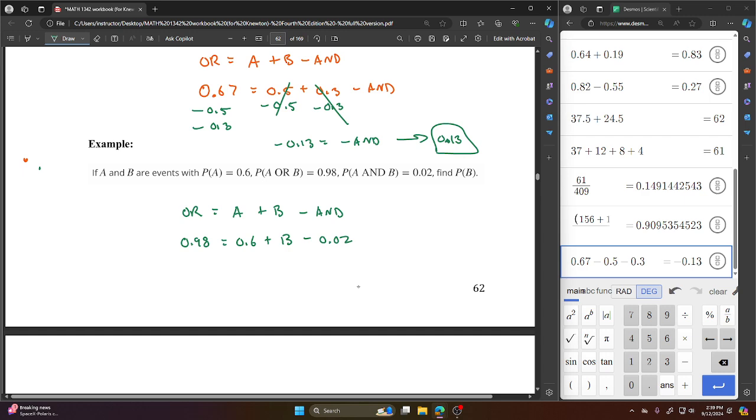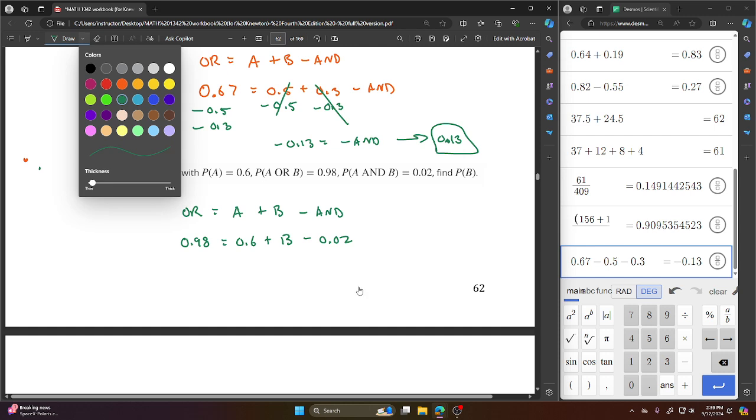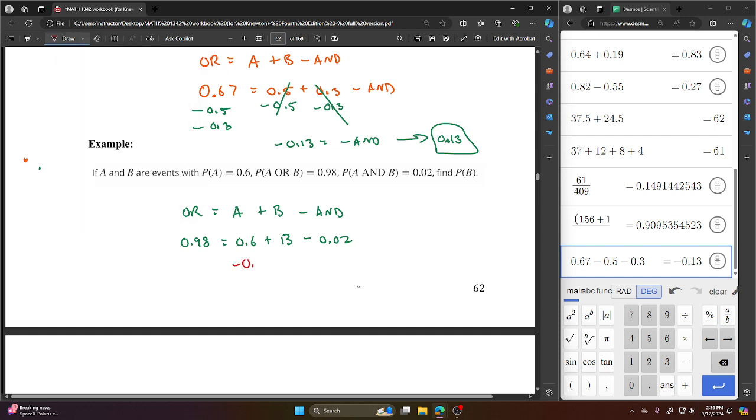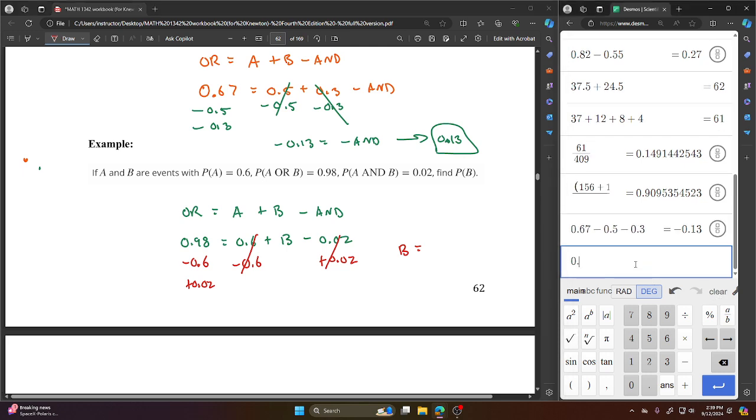So what do I do with this 0.6? Subtract it. But what do I do with the 0.02? There you go. You add it to the other side. So now I got B is equal to, calculator, 0.98 minus 0.6 plus the 0.02. There we go. We did it. And we finished that section. Yay, I feel so good.